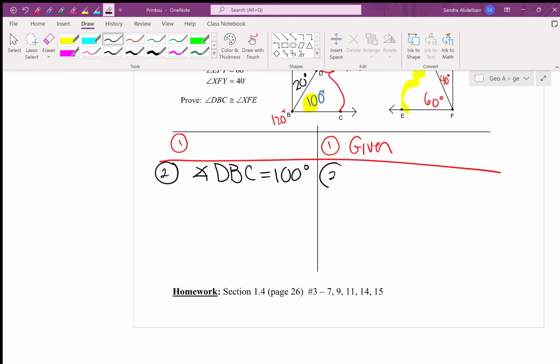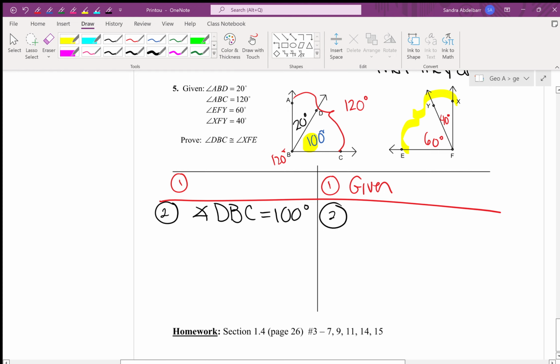Erin? I have a question. Sure. Does it matter if you use an additional version? Nope, doesn't matter. All right, so angle DBC equals 100. One word. What did we do? Justin. Subtraction. You got it.